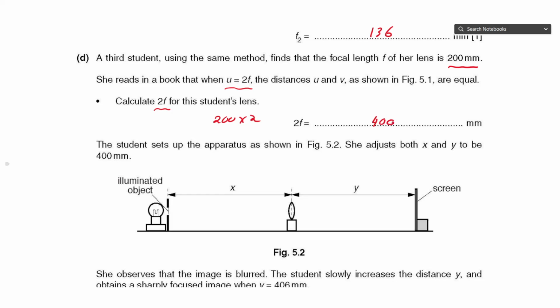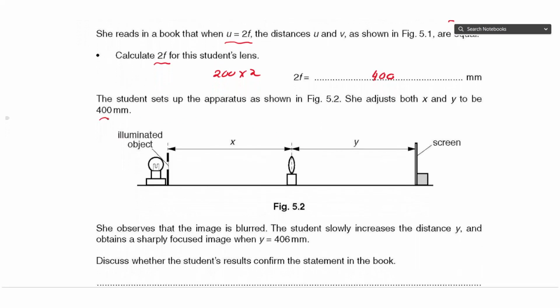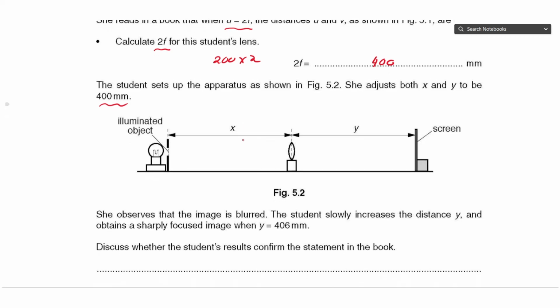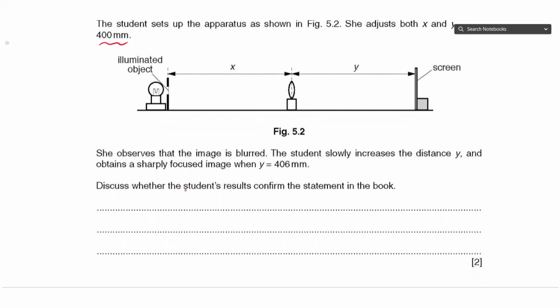That's 400 millimeters. The student sets up the apparatus as shown in figure 5.2. She adjusts both x and y to be 400 millimeters. So this is the theory that x and y should be equal to each other instead of u and v. She observes that the image is blurred. It is not focused, so the theory may be wrong or there might be some errors. The student slowly increases the distance y and obtains a sharply focused image when y is equal to 406 millimeters, not 400. Discuss whether the student's results confirm the statement in the book.